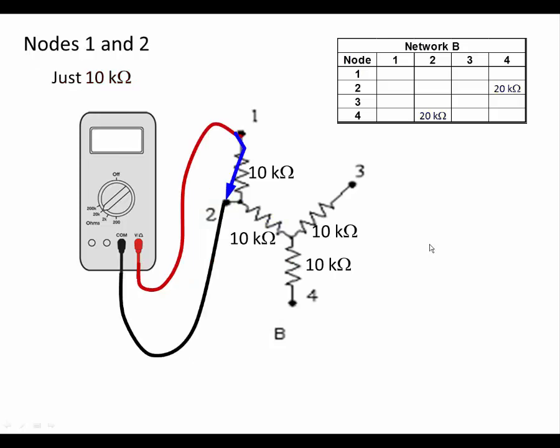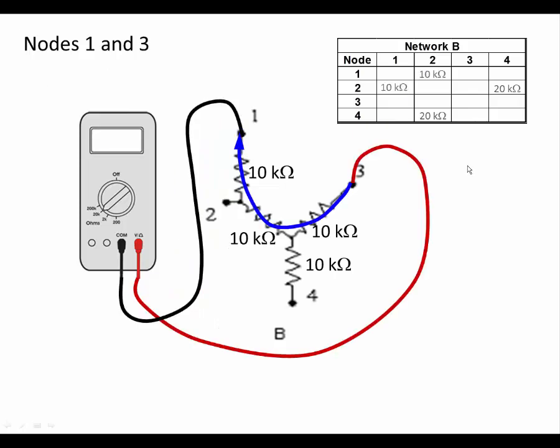The next measurement that we're going to look at is between nodes 1 and 2. In this case, there's only one resistor between those nodes, so we expect the reading to be a simple 10 kiloohms. And let's now enter that value into the table at the intersection between nodes 1 and 2. There are 2 entries again.